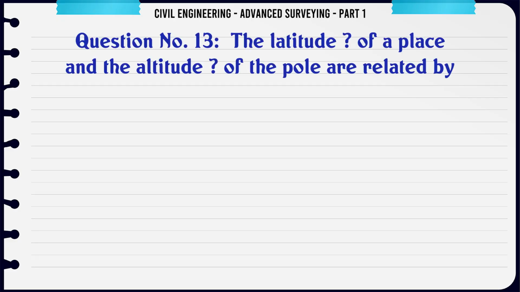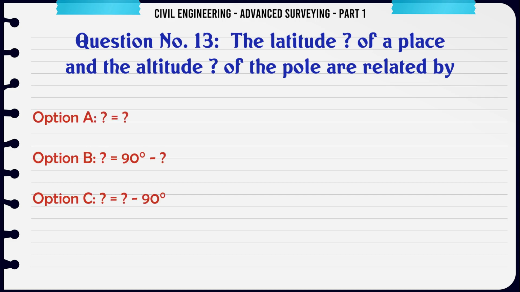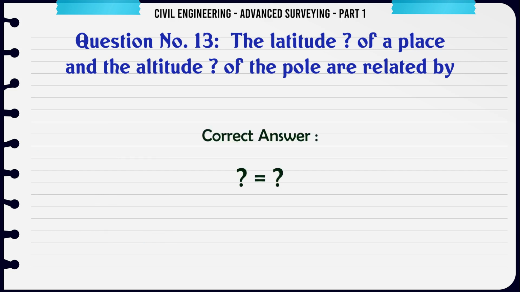The latitude of a place and the altitude of the pole are related by: A. is equal to, B. is equal to 90 degrees, C. is equal to 90 degrees, D. is equal to 180 degrees. The correct answer is equal to.